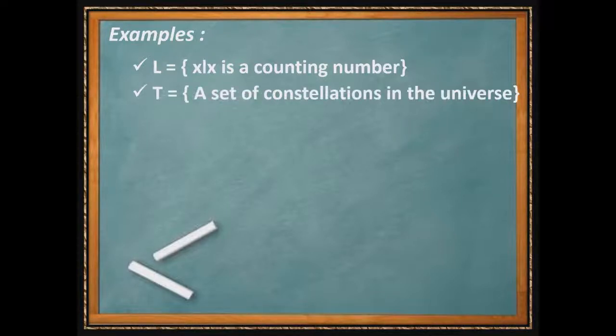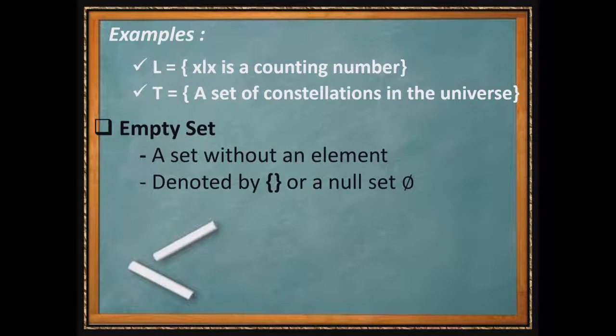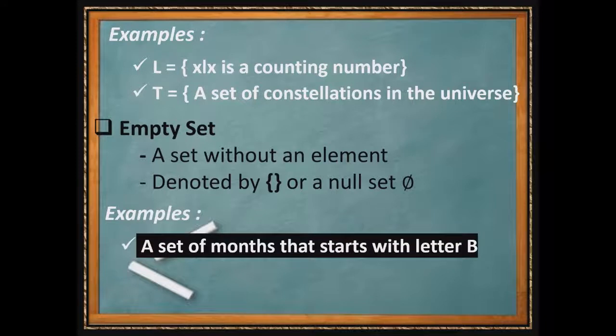Next type is the empty set, where it is a set without an element. Take note of the word without. It is denoted by the pair of braces or in this symbol, and it is also called null set. For example, a set of months that starts with letter B. Now, we don't have a single month. There is no single month that starts with the letter B, so it is an empty set.